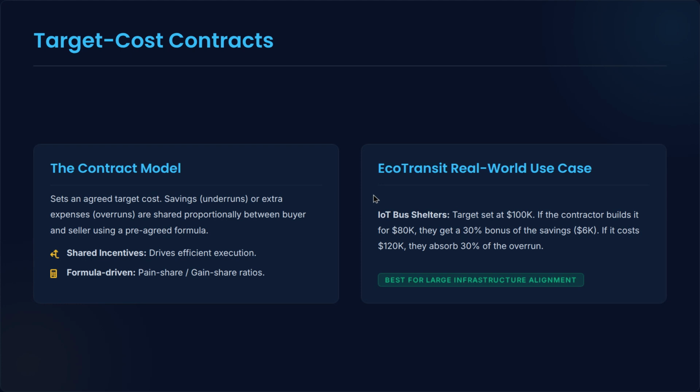But if they are sloppy and it costs $120,000, they have to absorb 30% of that overrun out of their pocket. This model incentivizes the contractor to think like a partner.